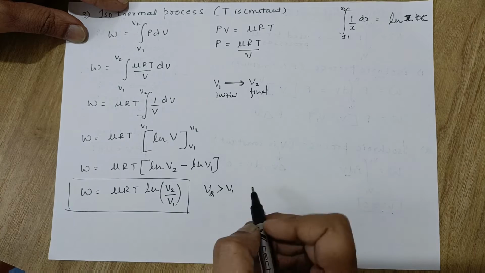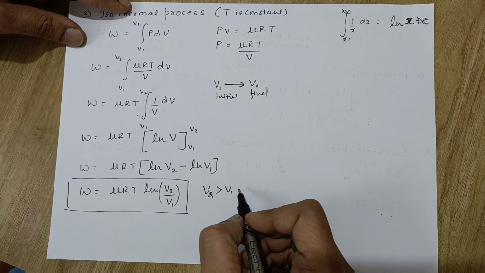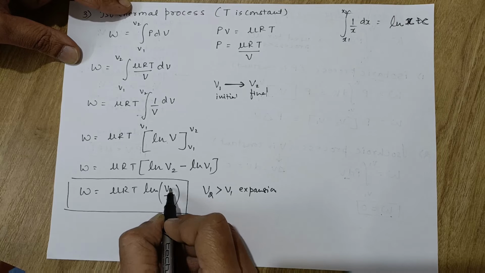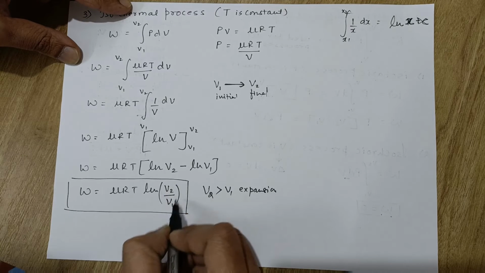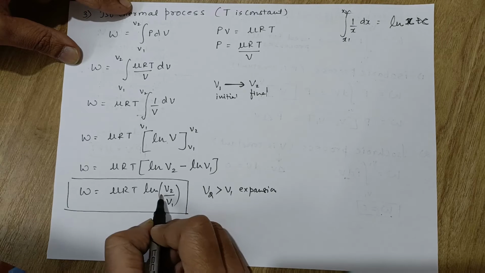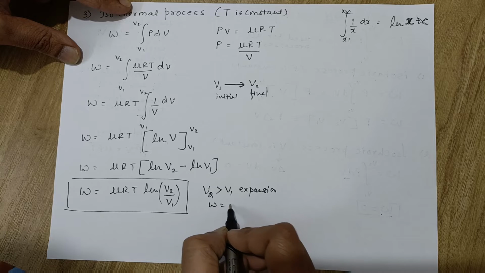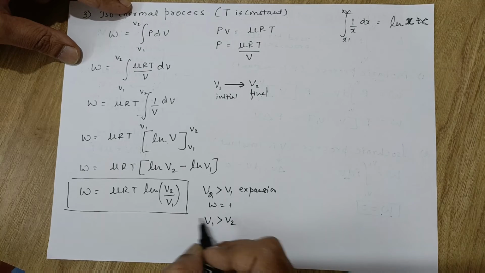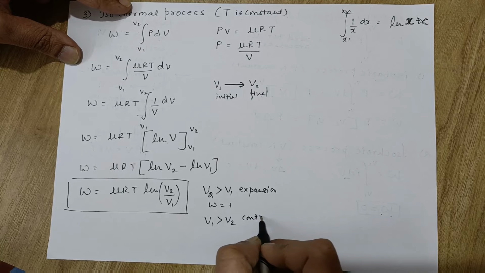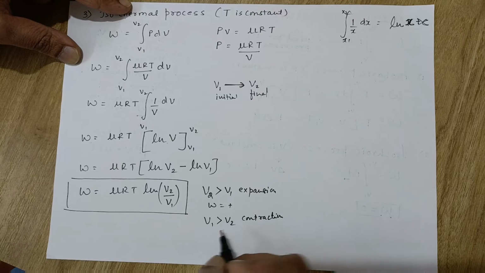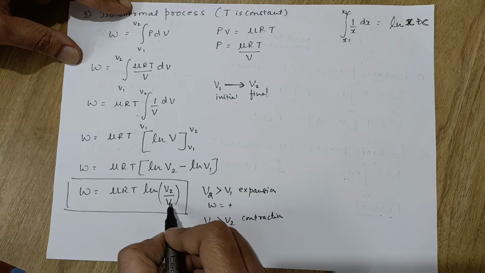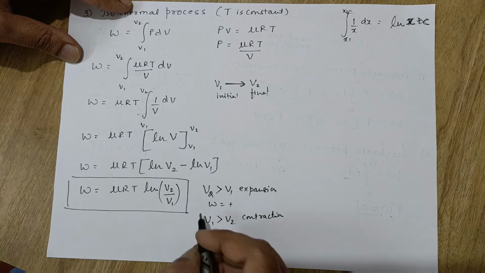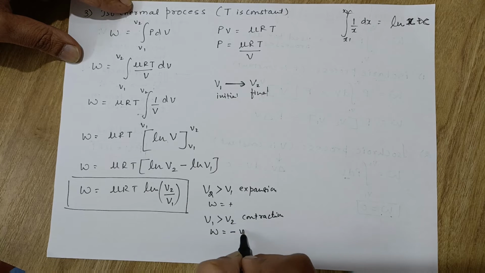If v2 is greater than v1, that means this is a pure case of expansion. In this case v2 by v1 is greater than 1, and the log will be positive, so the work done will be positive. But if v1 is greater than v2, that means this is a case of contraction. In case of contraction, the number will be less than 1, and in that case the log is negative. So that means the work done would be negative.